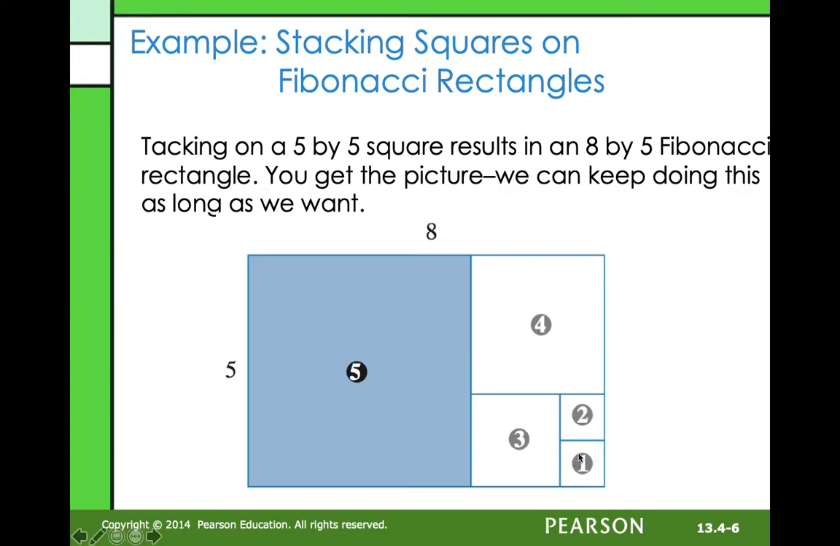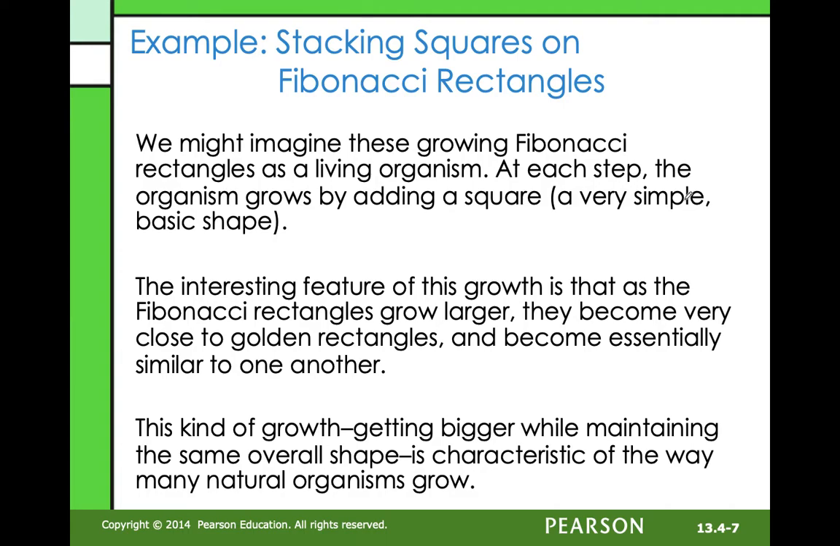If you're thinking about just the squares, we started with 1 by 1, then 1 by 1. Here we got up to 2 by 2, 3 by 3. We're now attaching a 5 by 5. And if you take a look at one number from each of those squares, the side length of each of those squares, we're going up 1, 1, 2, 3, 5. I bet you can guess what the next number in the sequence is going to be. Our next square is probably going to be an 8 by 8 square, and that would be how you would continue. So we might imagine these growing Fibonacci rectangles as a living organism.